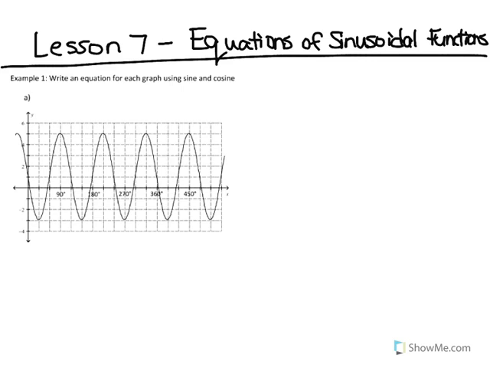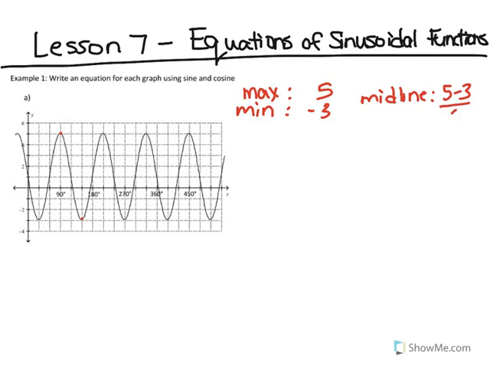So first we're going to find our midline, so we need to take our max and our min. Our maximum number is 5, and our minimum number is -3. So our midline is 5 minus 3, which is 2, divided by 2, which is 1. So that means that 1 is our vertical translation. It has been moved 1 place up. So that is our D value.